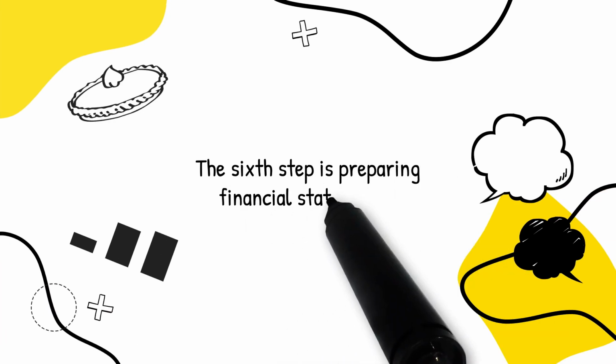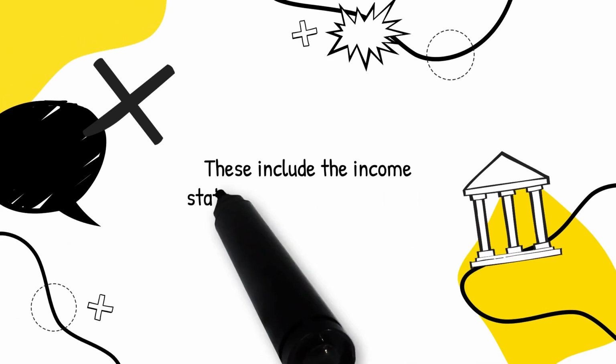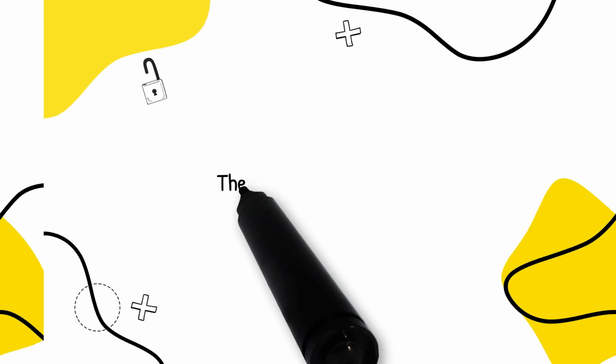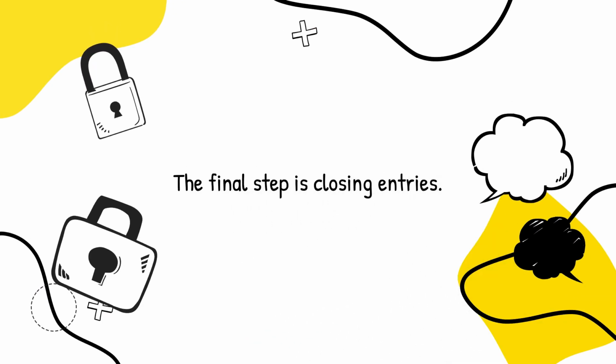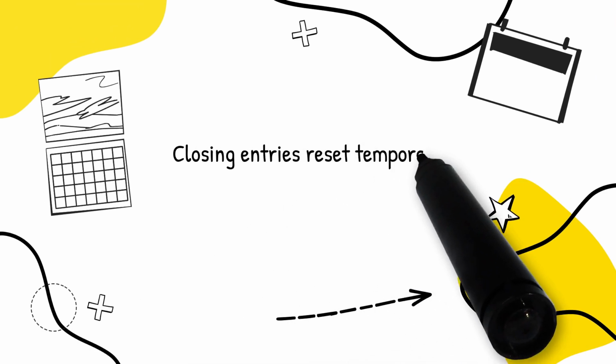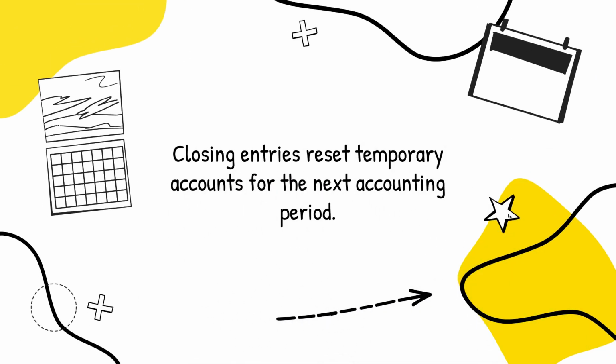The sixth step is preparing financial statements. These include the income statement and balance sheet. The final step is closing entries. Closing entries reset temporary accounts for the next accounting period.